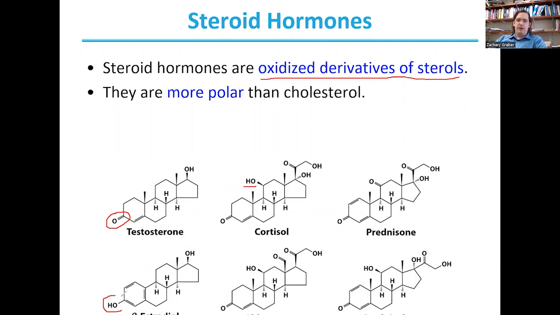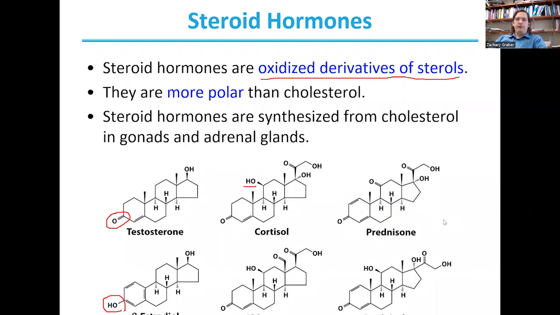Notice we do have a hydroxy group down here for our estradiol. And so overall, they'll tend to be much more polar because of these different polar groups that are added on. These will be synthesized from cholesterol in gonads and in adrenal glands. There will be relatively small amounts of these hormones produced because they are powerful signaling molecules. So it's not going to require a large amount of cholesterol, but cholesterol will be a key precursor for these hormones.